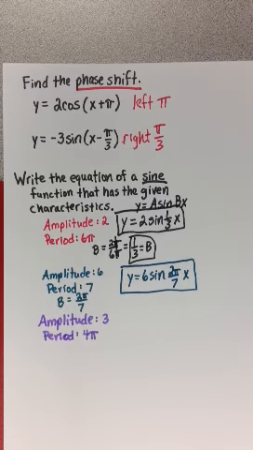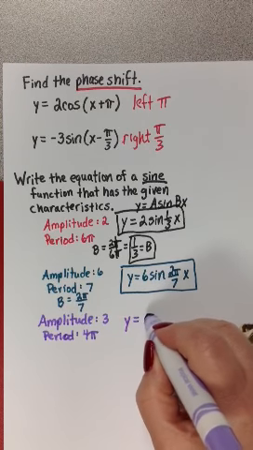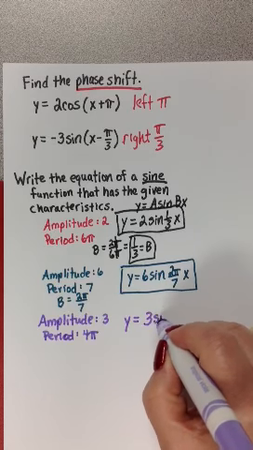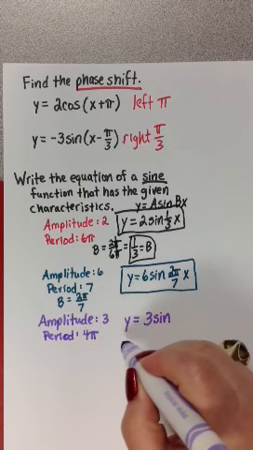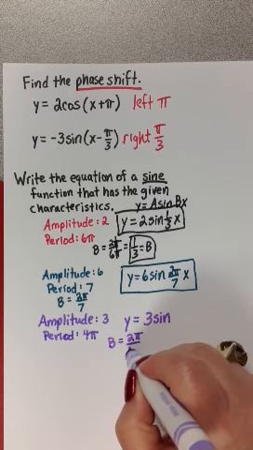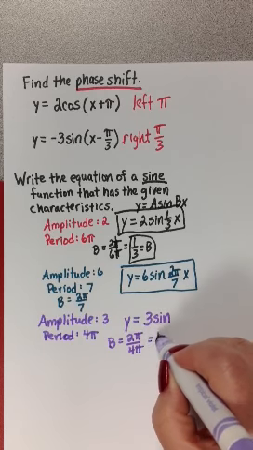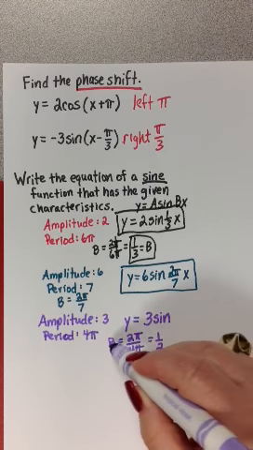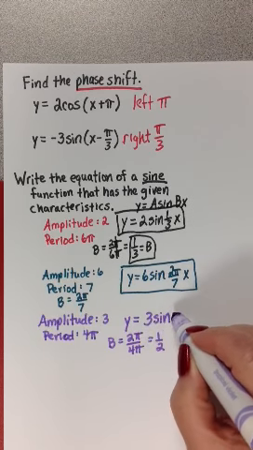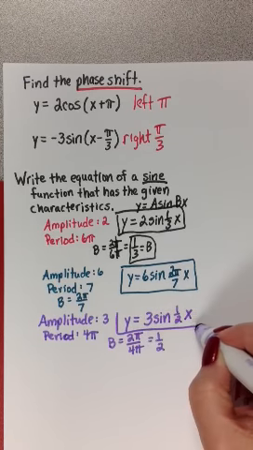Alright, and for the last one here, it says it has an amplitude of 3 and a period of 4 pi. So we would say y is equal to 3 times the sine, and remember that b is equal to 2 pi over the period, which is 4 pi. Pi's cancel, and 2/4 just reduces to 1/2. So b is 1/2, so y is equal to 3 sine of 1/2 x. And that would be our answer.